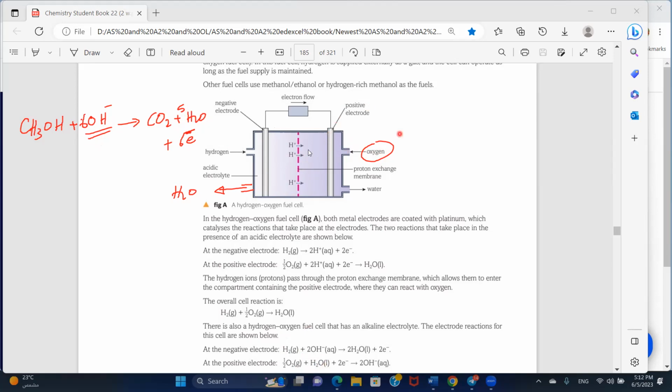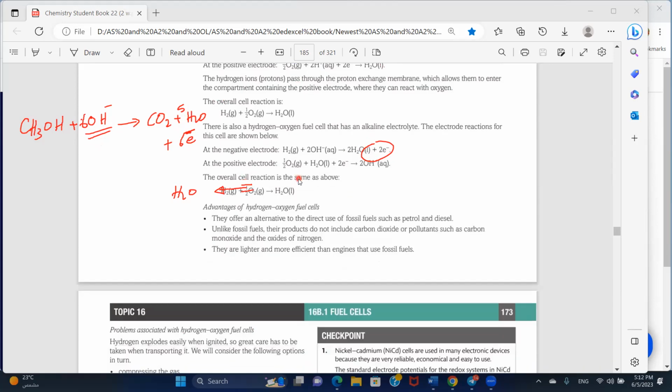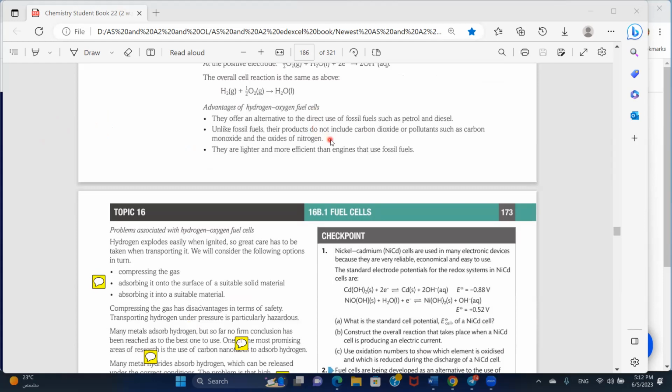Okay, so this is all about the hydrogen oxygen fuel cells, because I was asked to revise it with you. And I've seen it in many of the exam papers. I don't have to say a lot, but it comes many times in exams.